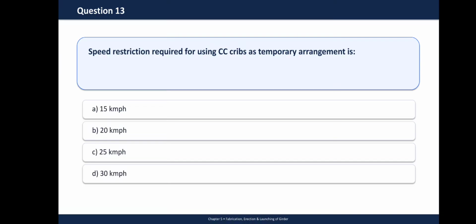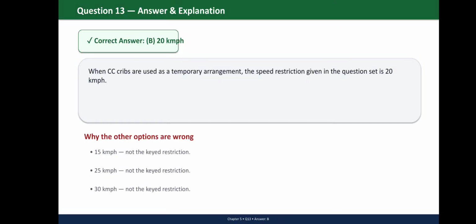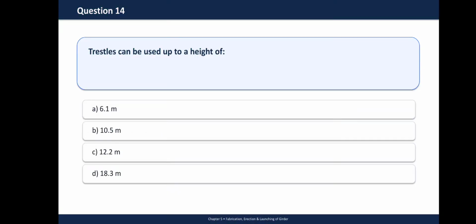15 km per hour. B. 20 km per hour. C. 25 km per hour. D. 30 km per hour. Correct answer is B. 20 km per hour. Explanation. When concrete cribs are deployed as a temporary support arrangement, train movements are limited to a maximum speed of 20 km/h.